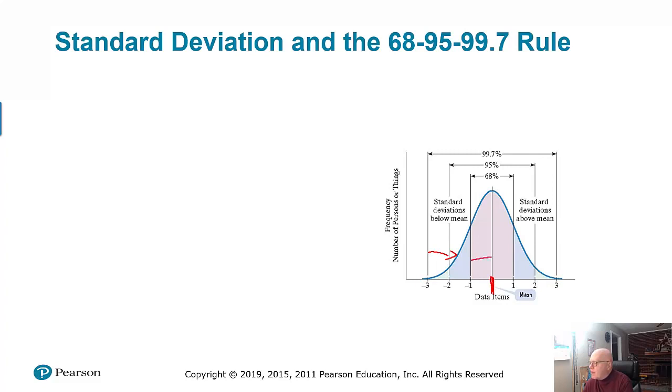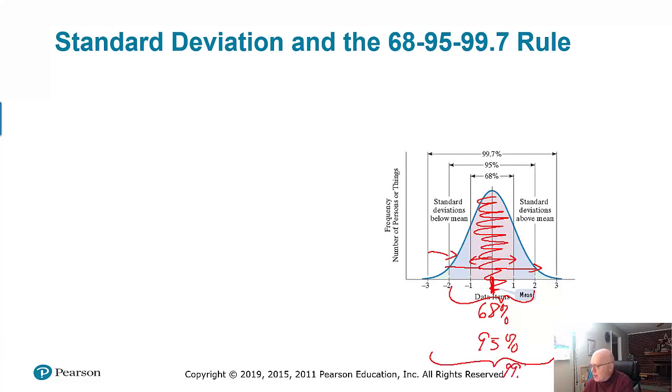And if we go 1 standard deviation both ways, all this data in here makes up 68% of all the information. If you go 2 standard deviations both ways, this part right here makes up 95% of all the data, all the people, or all the 2x4s, or whatever it is that you're measuring. If you go out 3 standard deviations both ways, then you've seen just about everything. 99.7% of all the people or things are within 3 standard deviations.